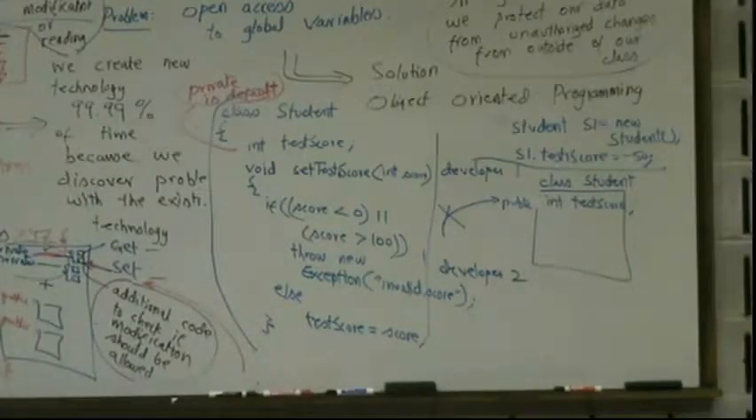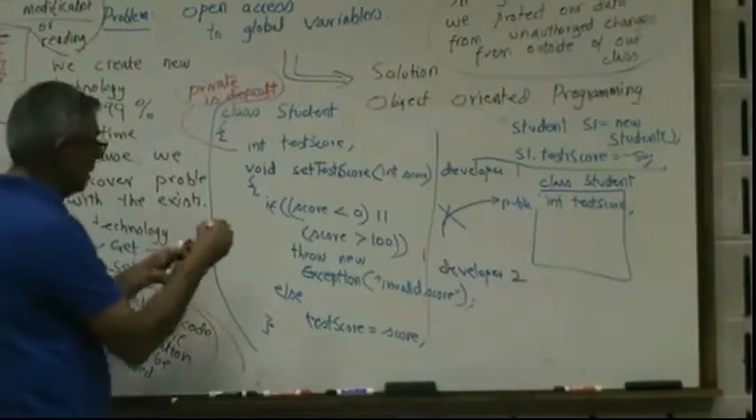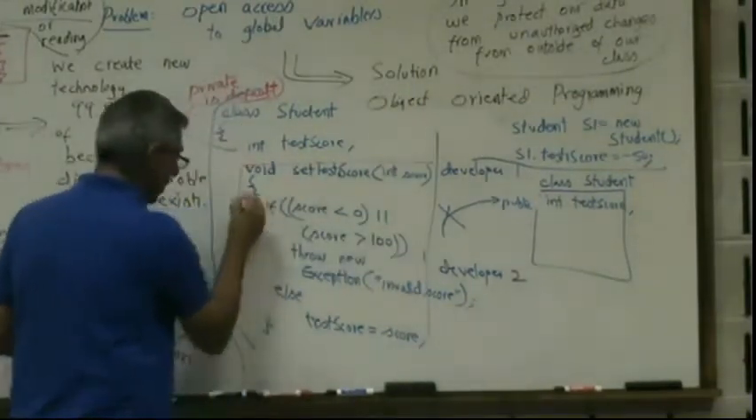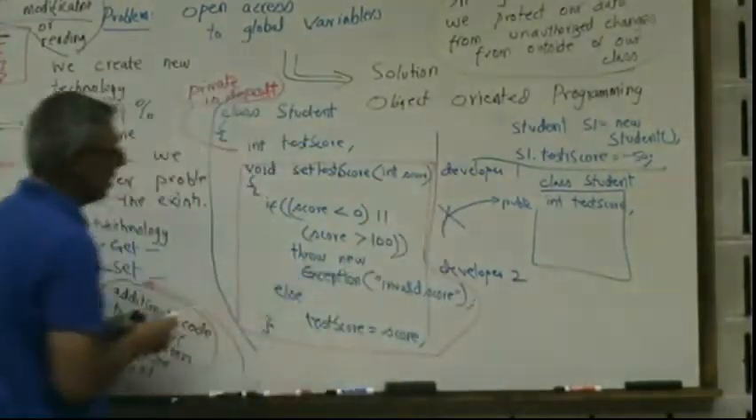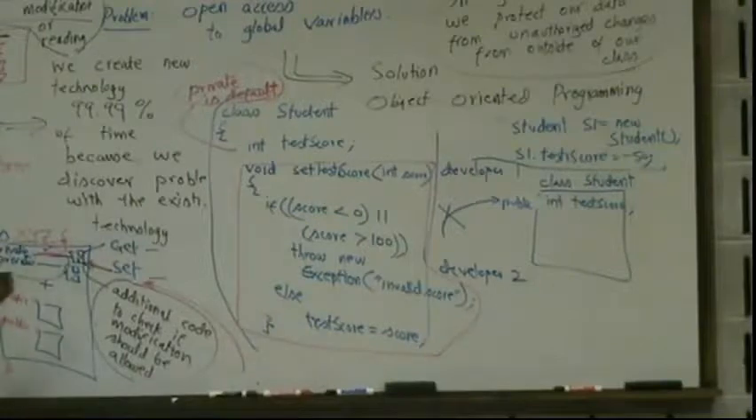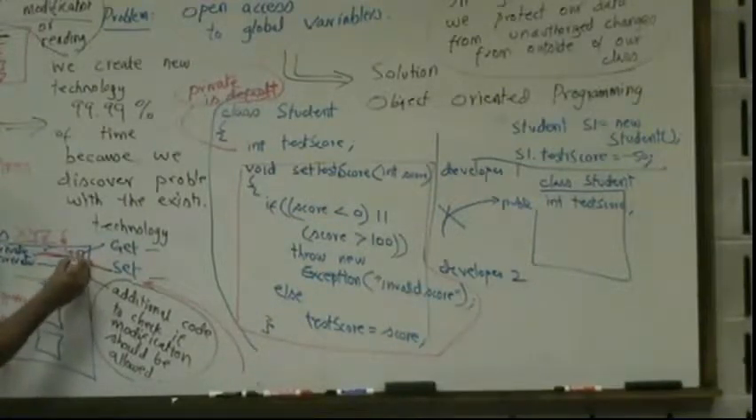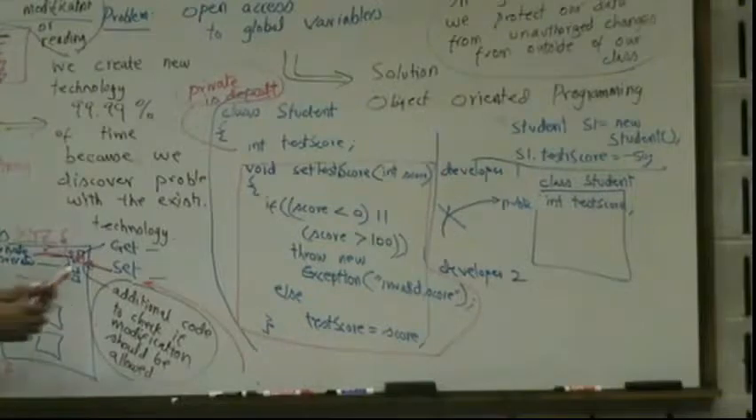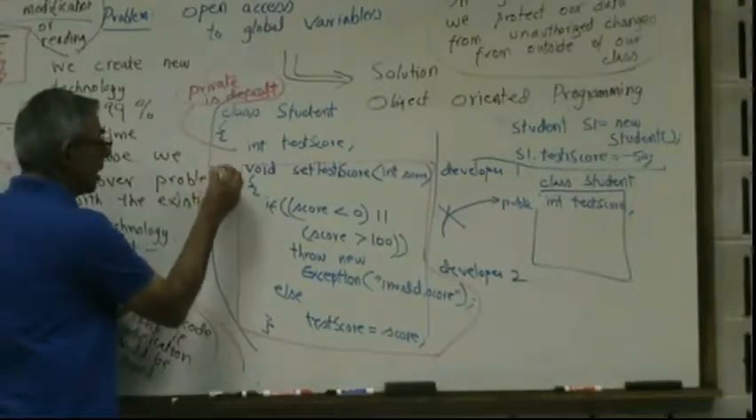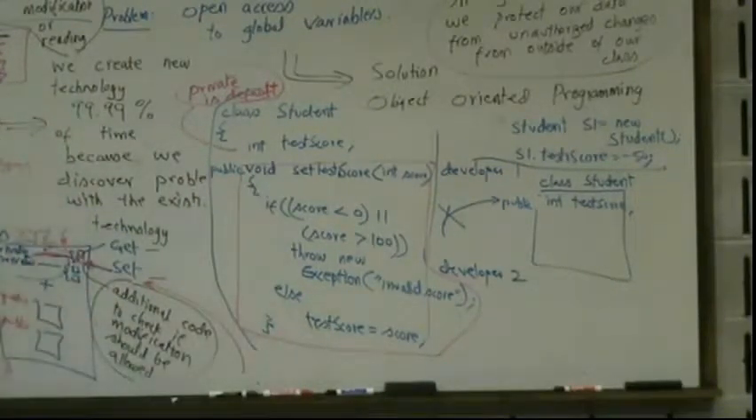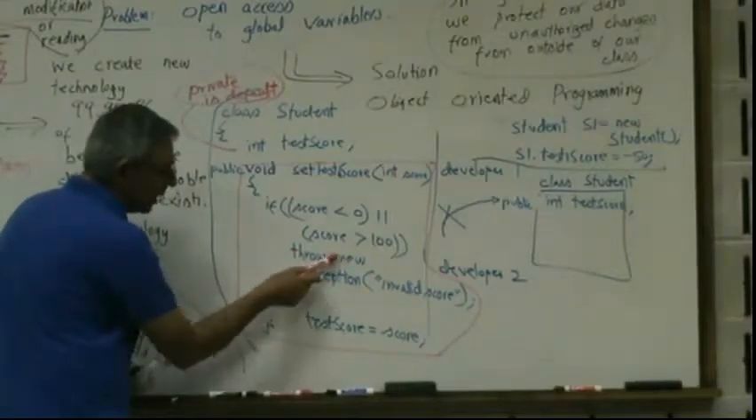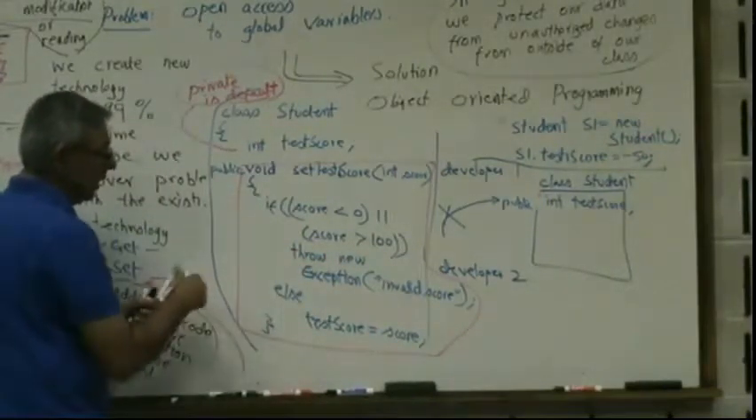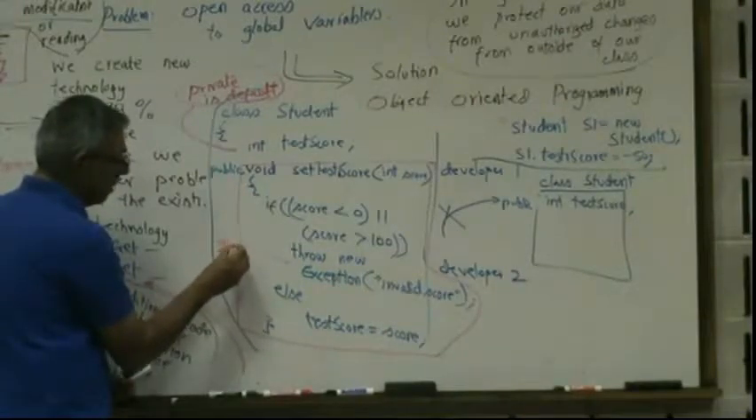So here's my set function. This is the tiny gatekeeper set that I was talking about. And of course this will be marked public. For those of you who are completely new, new exception basically means generate an error for right now.